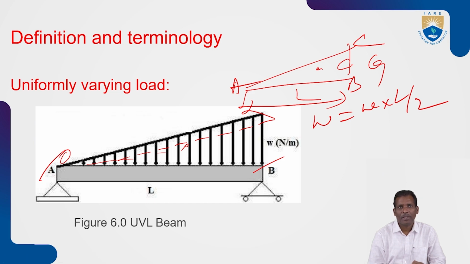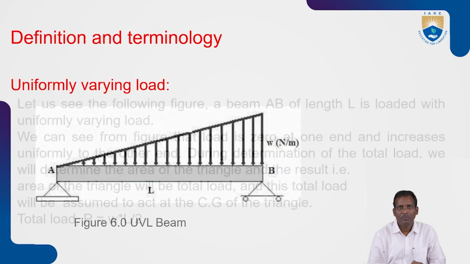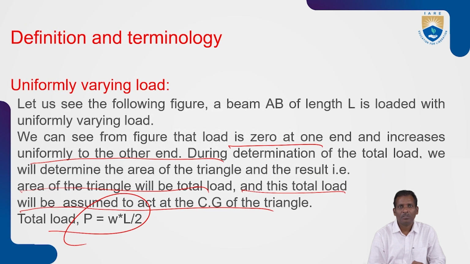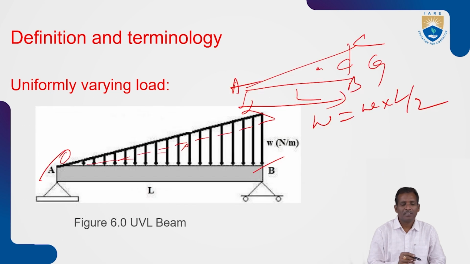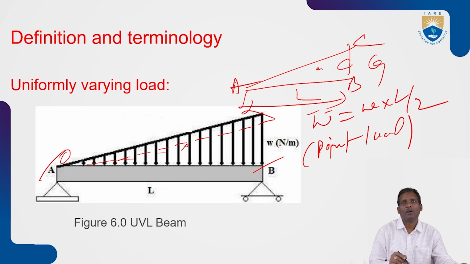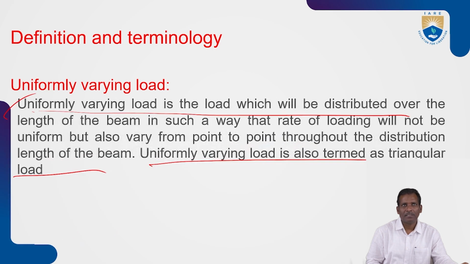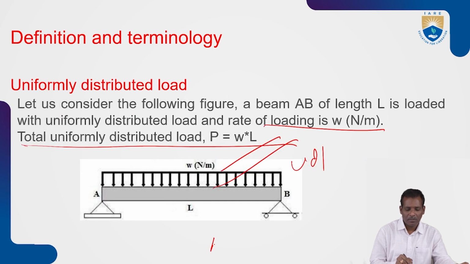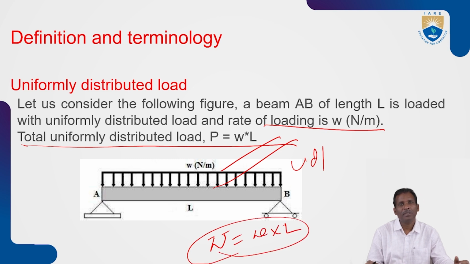So uniformly varying load: the total load is assumed to act at the center of gravity of the triangle. So you can write W into, so in this the uniformly varying load is converted into a point load, a point load or concentrated load multiplied with half of the distance. But in the UDL case, the point load W is W into L, and the entire load will be multiplied.